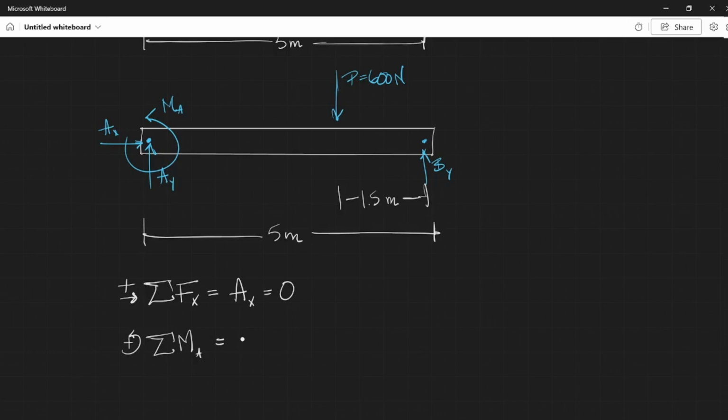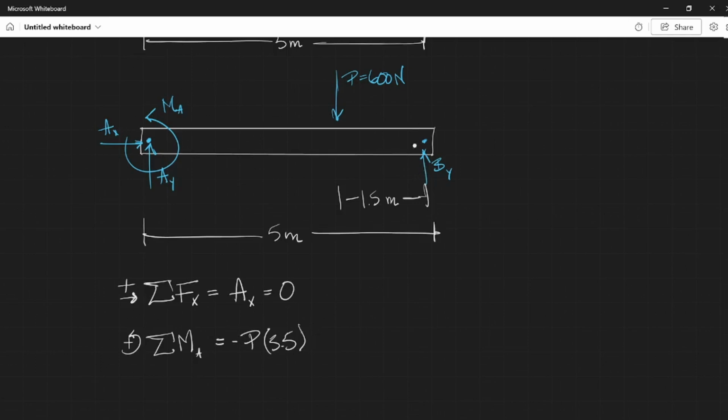Anyway, let's do the P force. This is going to be P times, what's the distance? It's 5 minus 1.5, so that's 3.5 meters away. And this is negative, right? Because it's going to rotate this in a clockwise fashion, and I've defined counterclockwise to be positive.